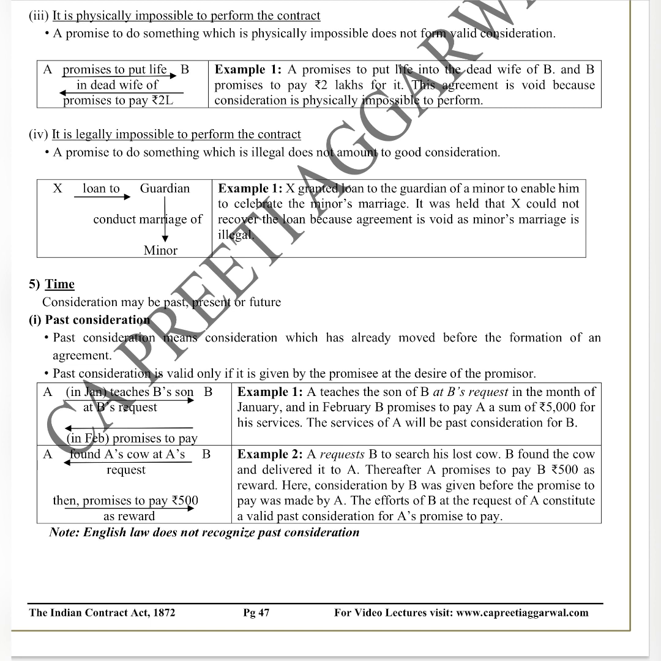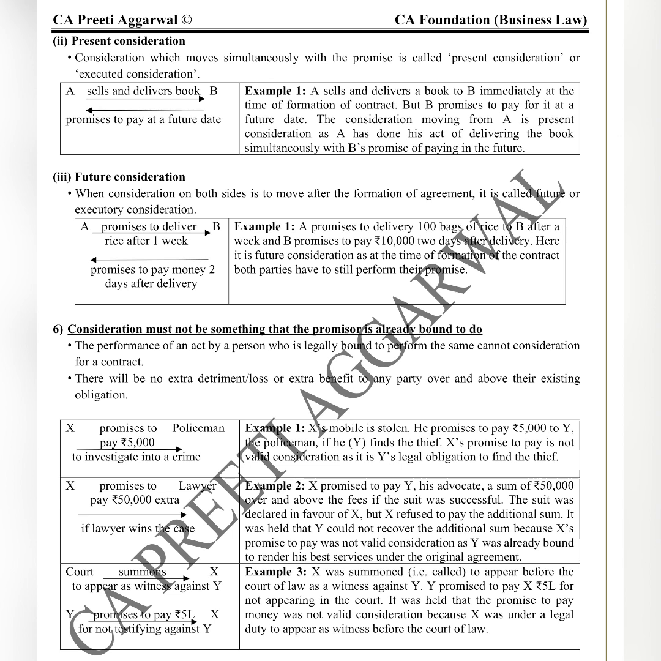So this is past consideration. Then we have present consideration. Present consideration is a consideration which moves simultaneously along with the promise. So A delivers a book to B, and B promises to pay in a future date. In this case, A has already delivered the book, but B promises to pay at a future date. It is present consideration for B.